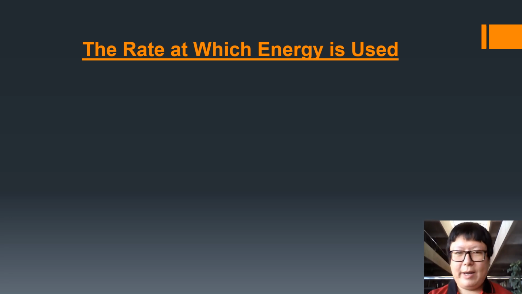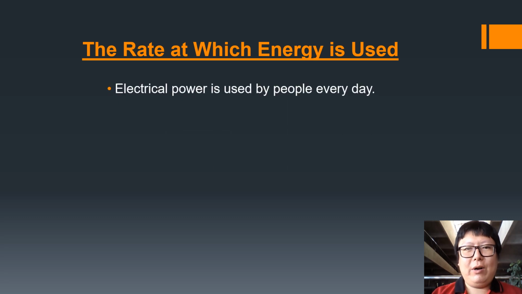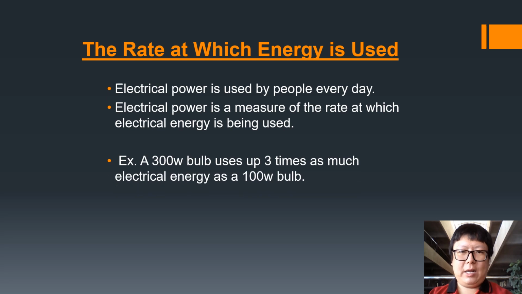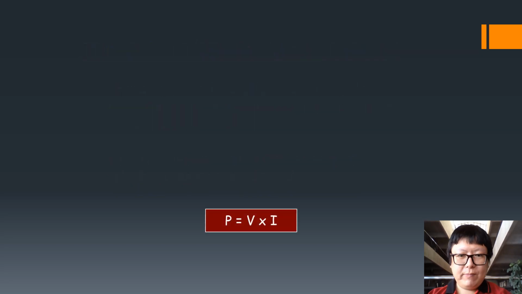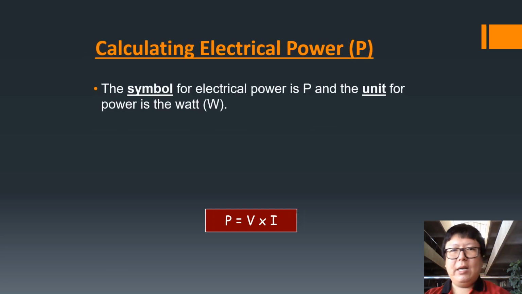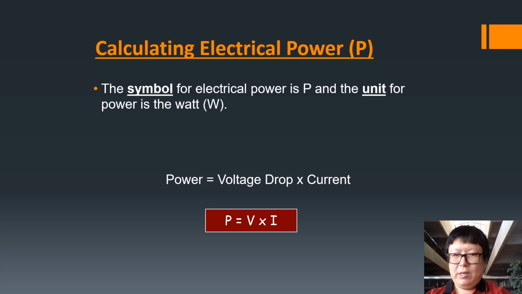The next is the rate: how fast the energy is used, we call power. I think you have learned it in grade 8, right? So power is the measure of the rate. Okay, so where does the power formula come from? The formula for power comes from the power.